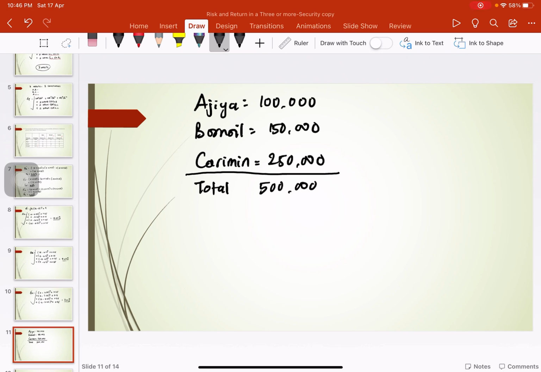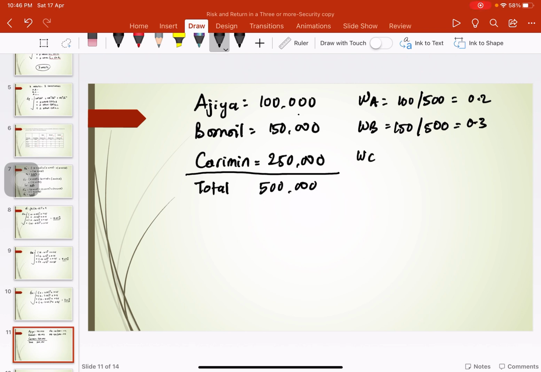How to calculate weight? Bahagi je lah. Alright, so nak tahu weight A, is equal to 100k ni, bahagi dengan total. So 100 over 500, so it is 0.2 weight dia. For weight B, 150k over 500k, so it is 30% or 0.3.